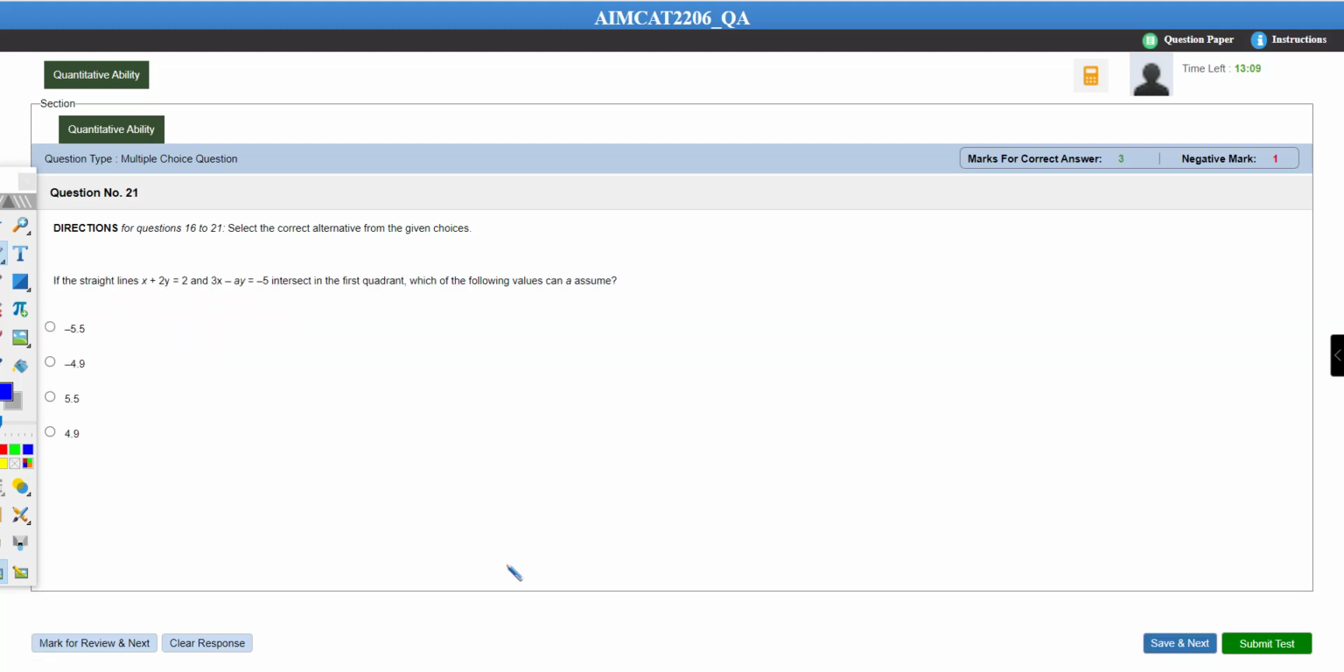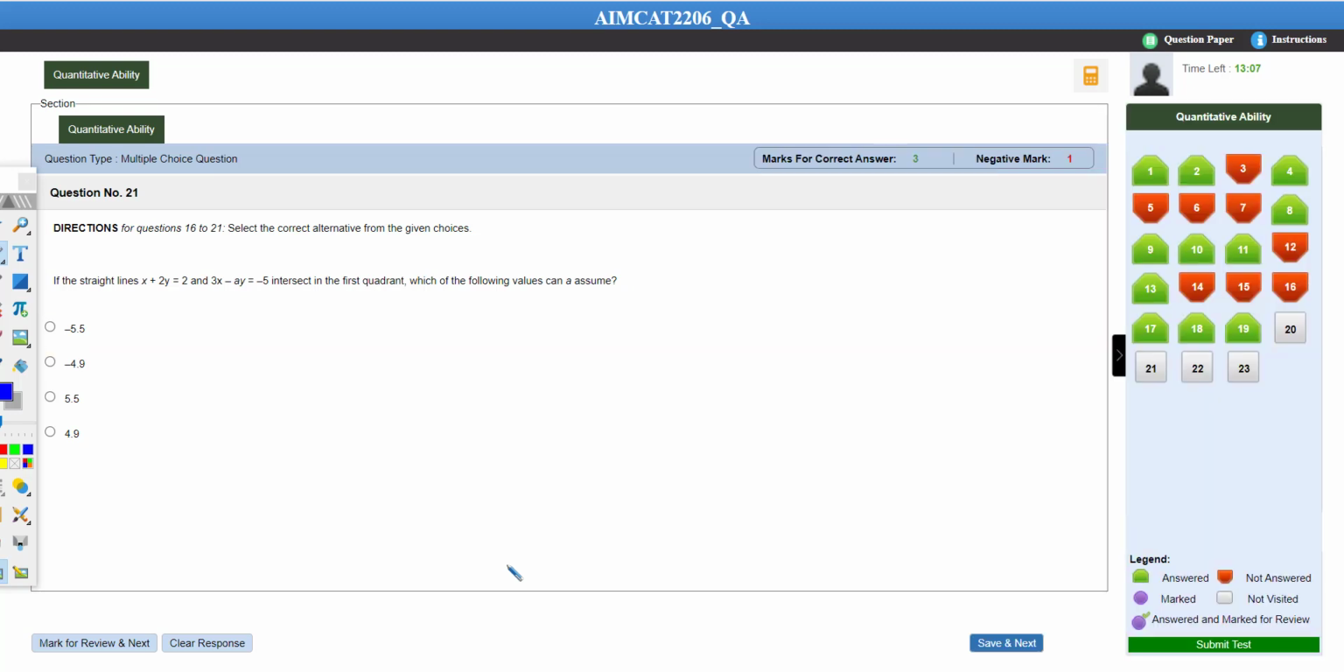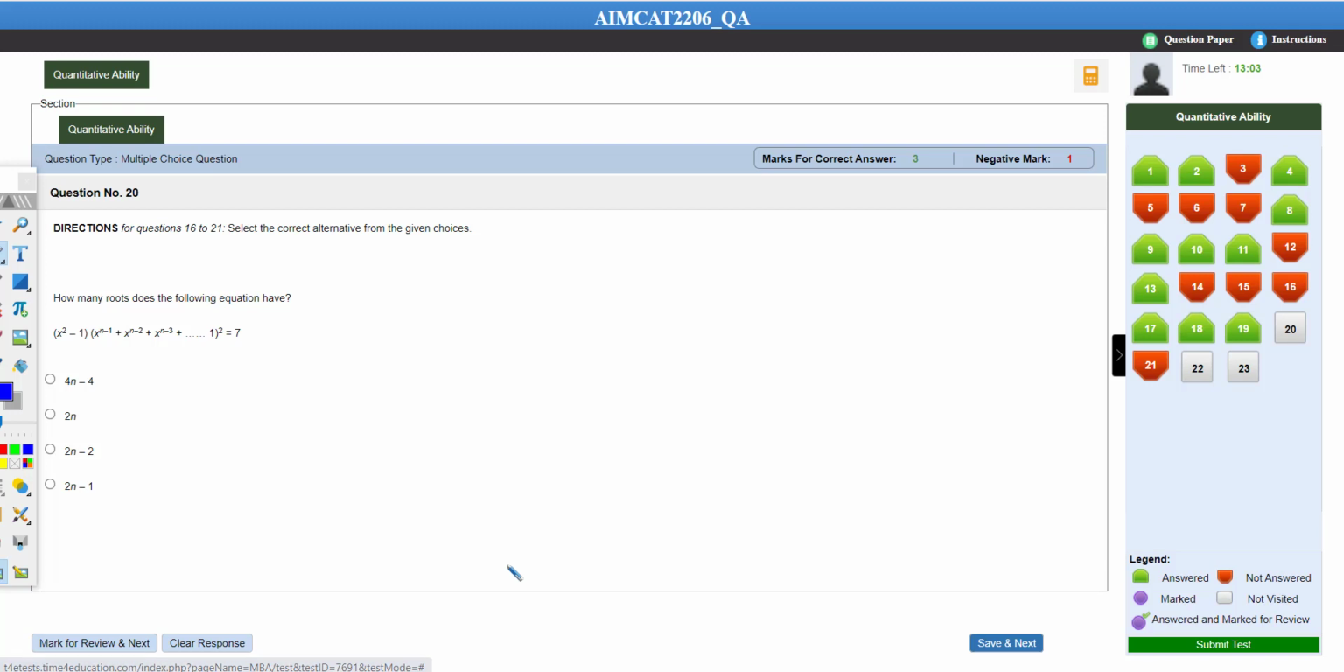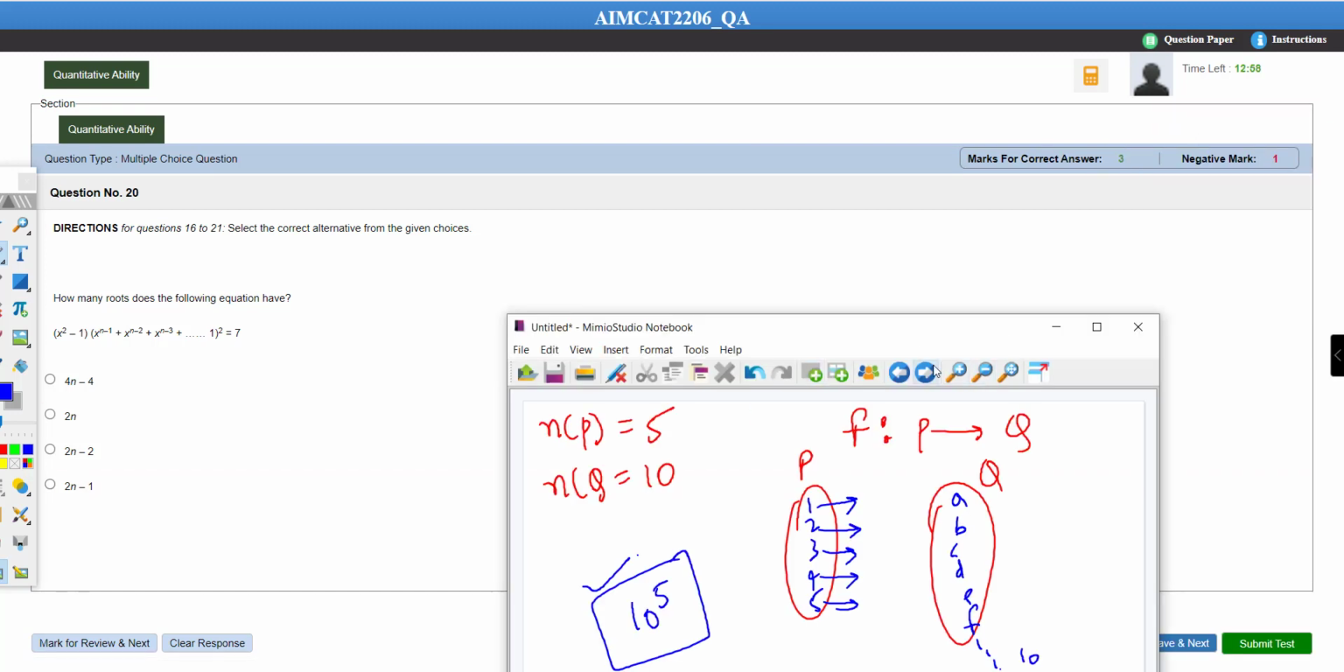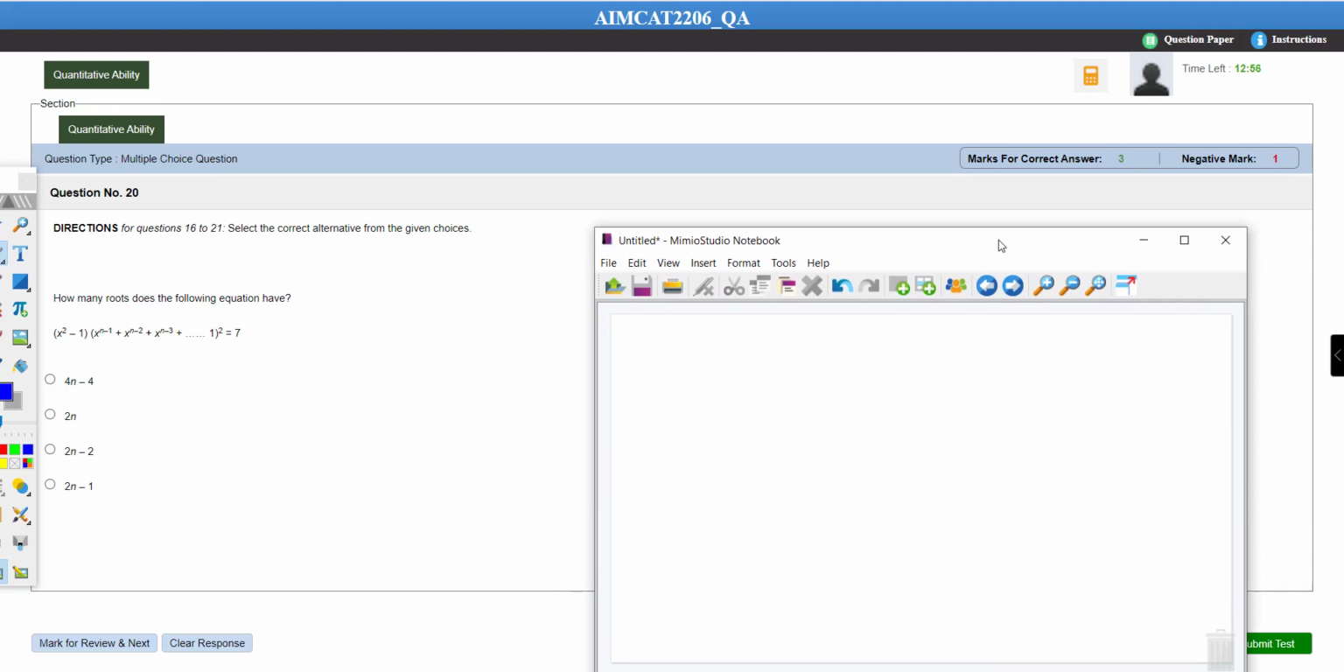After this I think I missed one question. Hold on, question number 20. Look here, question number 20 is, we're left with 13 minutes. Okay, question number 20 is, we need to find how many roots are there. This equation is having the number of roots. Okay, so number of roots means the degree of this equation.